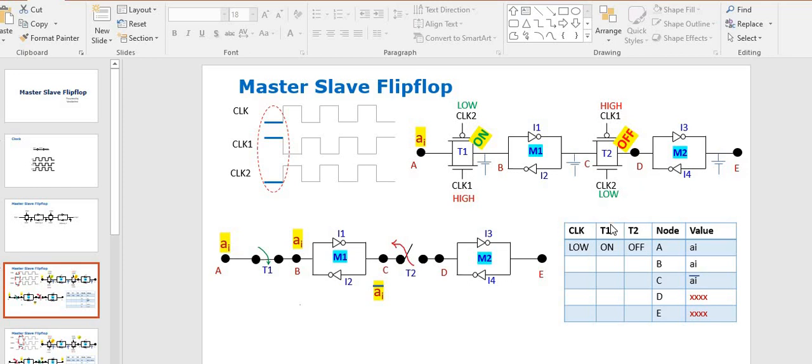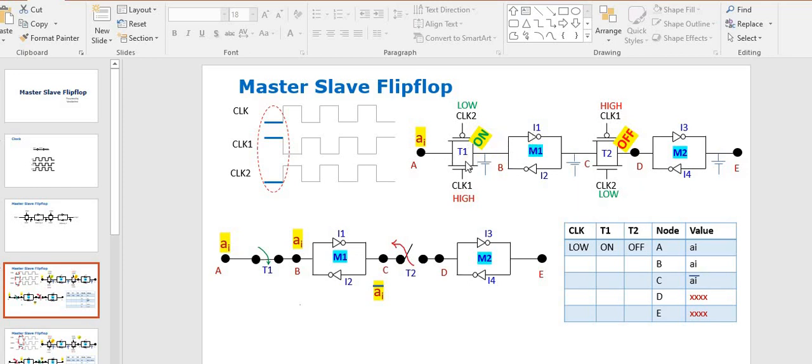So let me see the truth table. Here I am giving a low signal. The T1 pass transistor is on, the T2 pass transistor is off. Here we will see the nodes A, B, C, D and their values. Here I am giving the input signal AI. B also gets the same input signal entering here, so it is also AI. The C node is inverted, because whenever we give the input signal, the T1 pass transistor is on and it will enter into the memory.